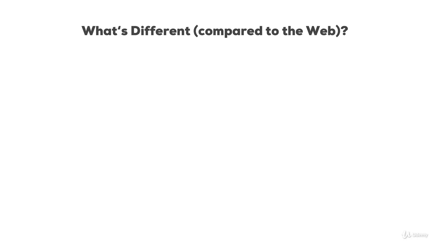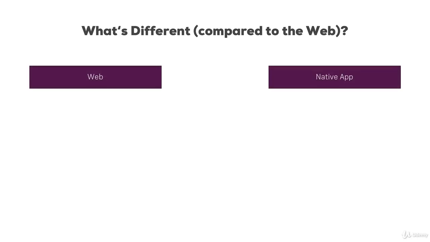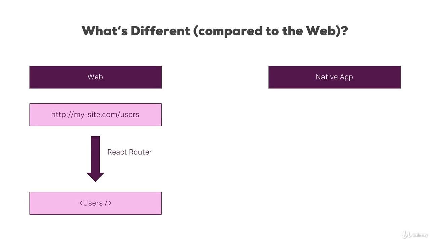So what's different compared to the web? Well, if we compare the web with a native app, in the web we have a URL. We have a URL like /users at the end of our domain. And then we have a tool like React Router, which parses this and which loads the appropriate container or component of our React app, which should handle this route.